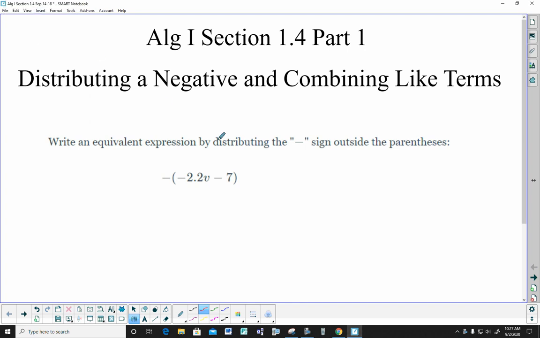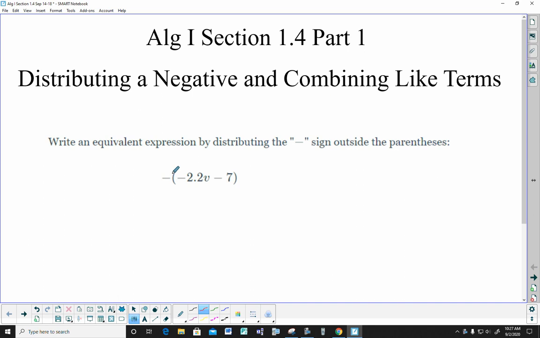Hello everyone. This is the lesson for section 1.4. As you can read, there are going to be two parts for section 1.4, meaning over two different assignments. In this assignment, we're going to practice distributing a negative and also combining like terms.